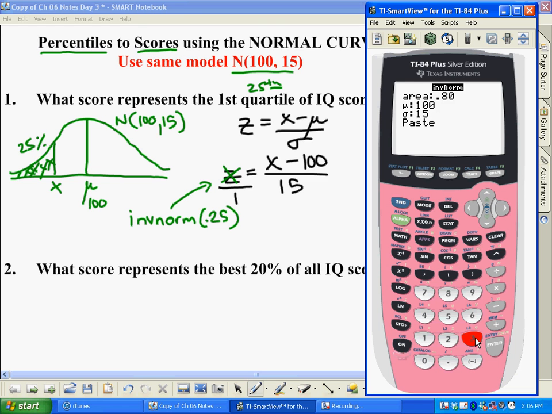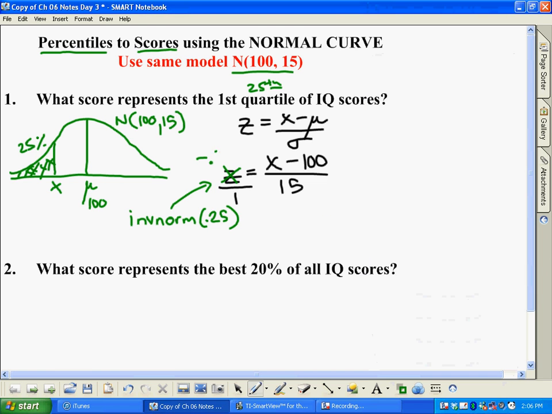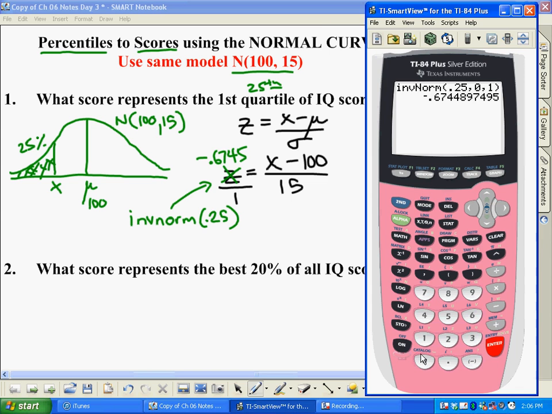Bam. So what do we have here? We have 0.25. We're going to use a mean of 0 and a standard deviation of 1 for now, and go on down to paste. Press enter again, and so what comes out, inverse norm, it tells us what the actual z-score is. So the z-score for here is negative 0.6745.